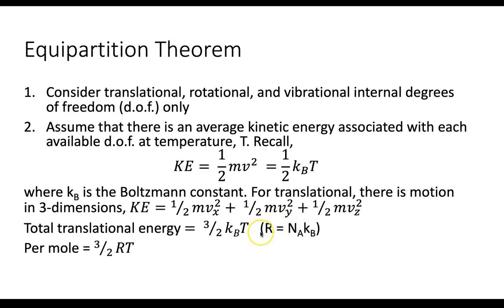Okay. Now, just to let you know, if you multiply the Boltzmann constant times Avogadro's number, you get R. So that's where it comes out. The Boltzmann constant is molecular, whereas R is per mole. So we're typically going to talk about per mole. That means that the kinetic energy is 3/2 RT.